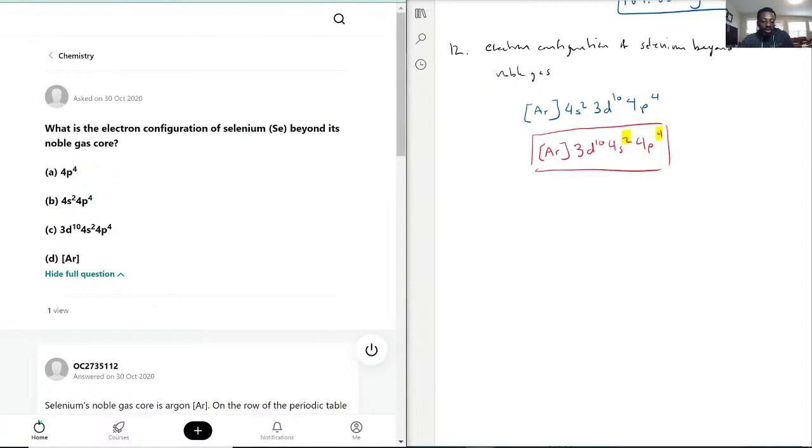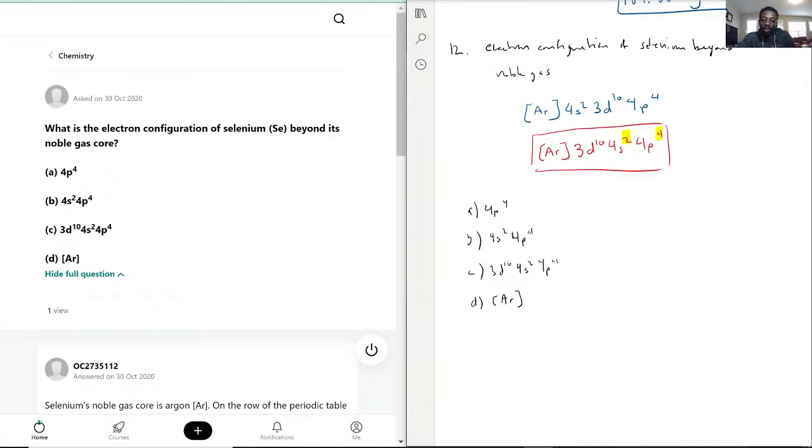Let's see what options they have. So beyond noble gas, so this actually is a noble gas, that's D. Okay, so let's actually list down really the options. Okay, so A, 4p4, B, 4s2, 4p4, C, 3d10, 4s2, 4p4, D is just argon.